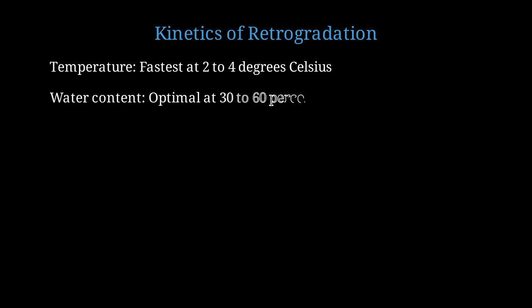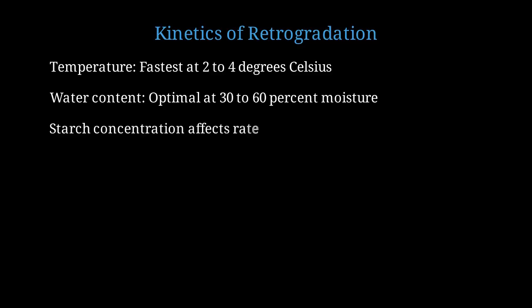Water content matters. Retrogradation is fastest at 30 to 60% moisture. Very dry or very wet starch retrogrades more slowly. This is why bread left at room temperature and low humidity can actually resist staling better than refrigerated bread. Higher starch concentrations accelerate retrogradation because chains are closer together and can more easily find each other to form crystalline regions.